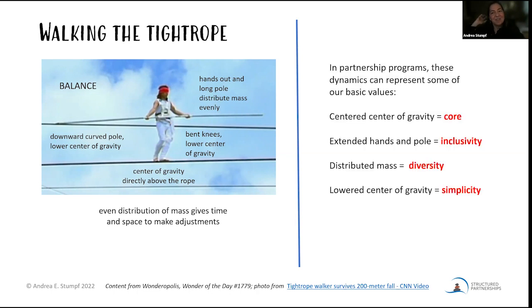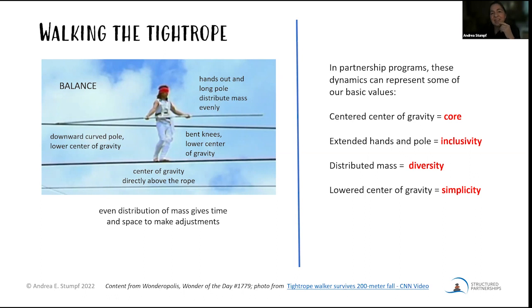So in the context of partnership programs, if you look at the dynamics closely, I think you'll find that we're actually talking about some of our core values or basic values in the context of international partnership programs. And in that sense, you can perhaps think of the center of gravity here, this centered point, as being the core of the partnership program, what holds the partnership program together.